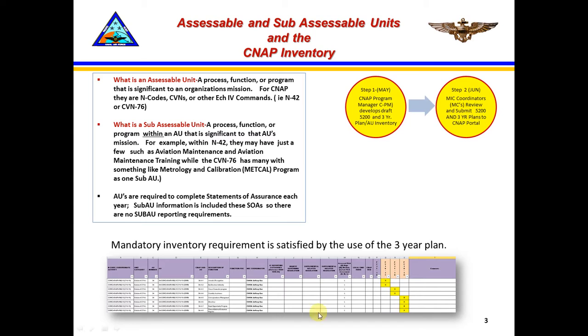And the picture below down here is a snapshot of the 3-year plan. That 3-year plan is a mandatory inventory that's required for every MIC program, and that 3-year plan satisfies that mandatory requirement because it has all of the accessible units and subaccessible units for CNAP.